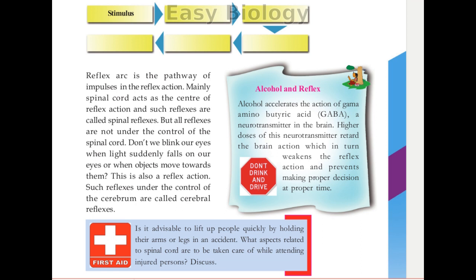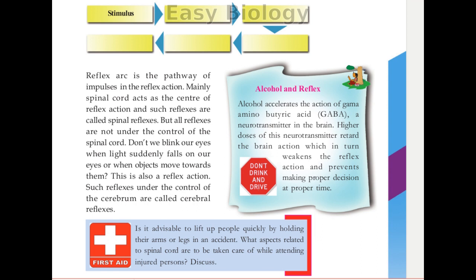Fill up the flow chart showing the pathway of impulses in a reflex action. Now we can complete the flow chart. Stimulus, receptor, sensory neuron, interneuron, motor neuron, and related muscle. The pathway of impulses in a reflex action is known as the reflex arc.